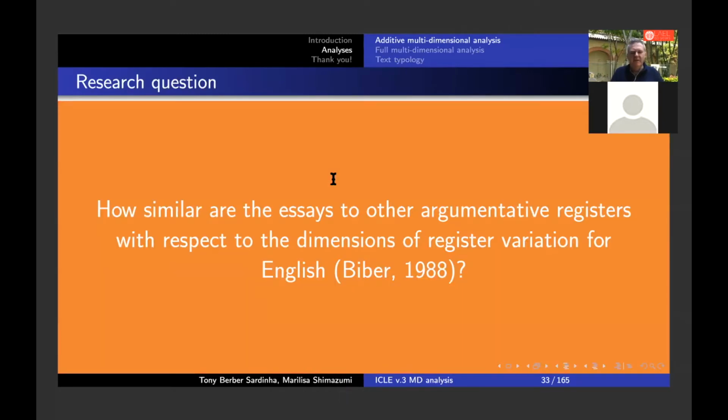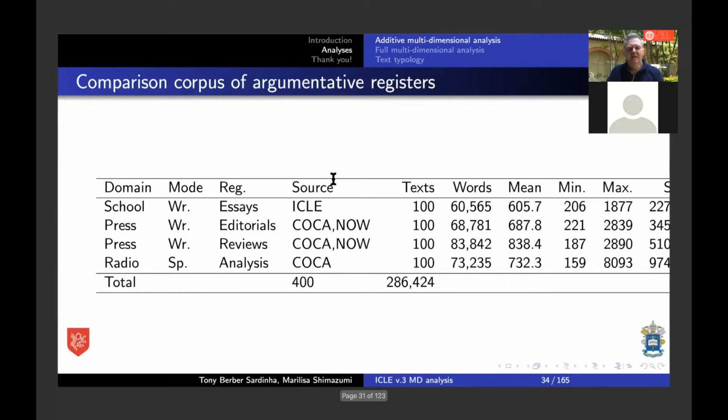So the research question is, how similar are the essays to the other argumentative registers out there in the world? And we're using the 5 dimensions of variation for English from Biber 88. So here's a corpus we collected. We built this specialized corpus with 100 ICLE essays. These were picked at random.